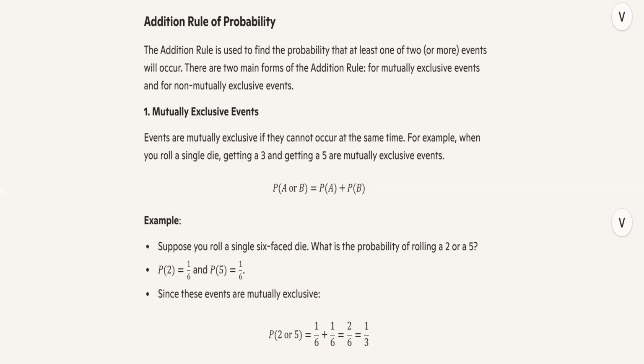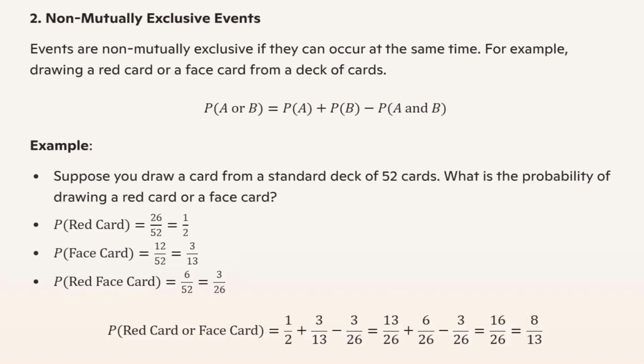Mutually exclusive events: P of A or B. When you say or, then it is addition, P of A plus P of B. When they are mutually exclusive, you add them. Roll a 6-faced die. Probability of rolling a 2 or a 5 is 1 by 6 plus 1 by 6, equal to 2 by 6. When they are not mutually exclusive, then you have to subtract the intersection part.